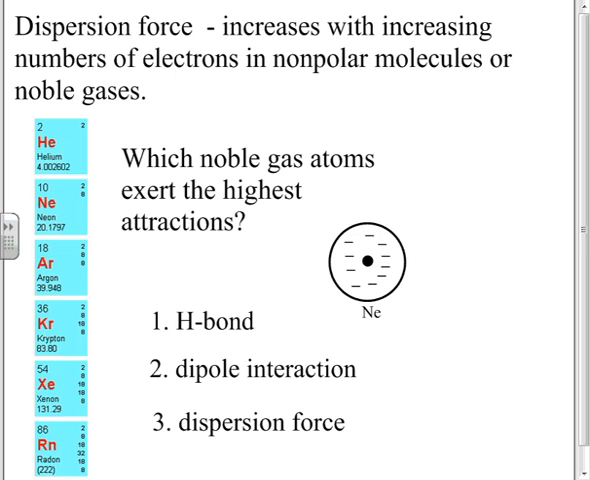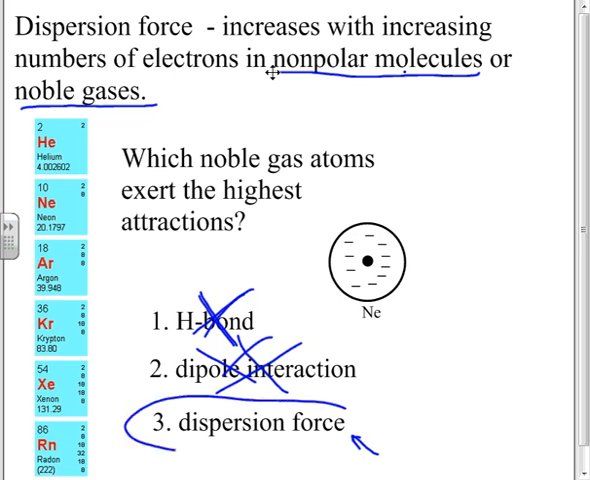The main thing you need to understand about this is that this is involved in nonpolar molecules or noble gases, things that cannot hydrogen bond because they're nonpolar or lack hydrogen. They can't dipole interact, and so if they can't do either of those, then the only thing left is the dispersion force. The other thing you need to understand is the dispersion force increases with increasing numbers of electrons.